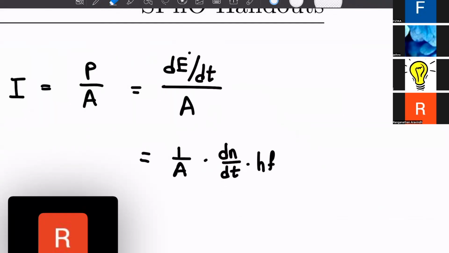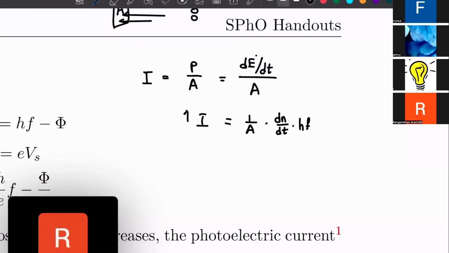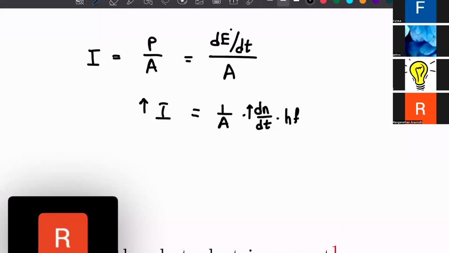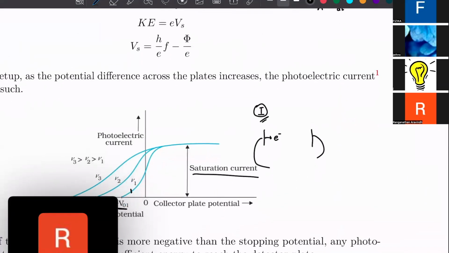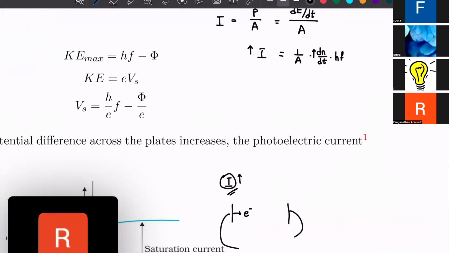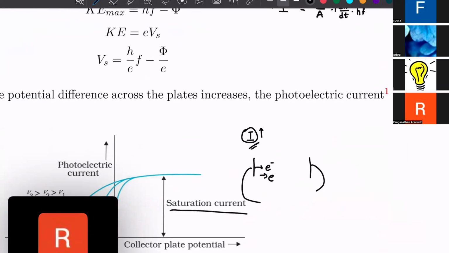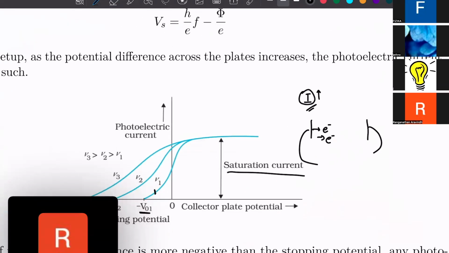Okay. So that's why I mentioned before that if I were to increase the intensity of my flashlight, that means I'm increasing the number of photons that's hitting my plate. And so, unlike frequency that does not affect the saturation current, if I were to increase my intensity, then you realize that the number of photons hitting my plate increases, and consequently, the number of electrons emitted also increases. And so, my saturation current will be higher if my intensity is higher.